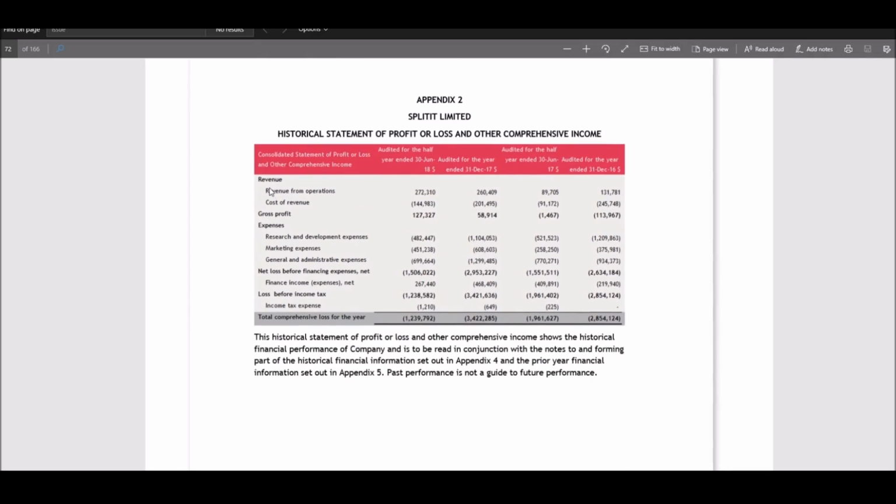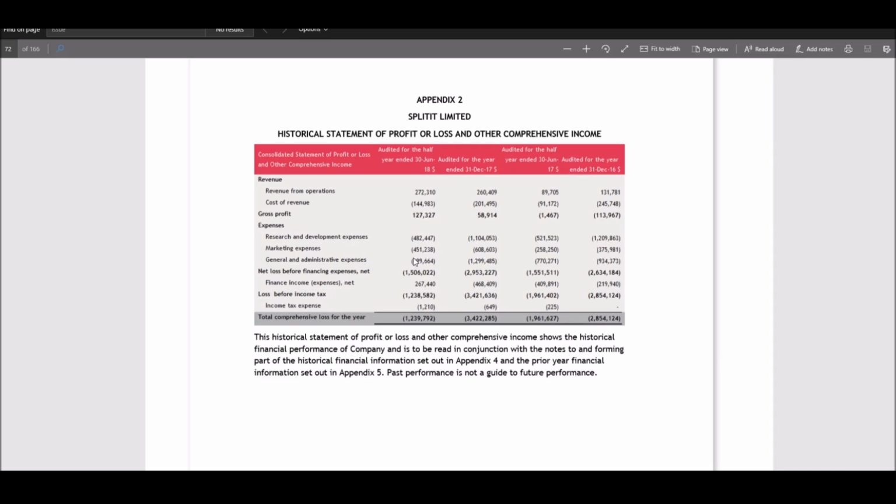So here we are, and we can find the revenue from the operations that they were doing up until 30th of June 2018, and that's sort of the latest financial figures that they have. I don't see anywhere any updated figures for 2019, but this is what we can see. We can see the revenues were 272,000 and the cost of revenues is 144. So really their gross profit was $127,000. Fine. Then we can see research and development, $500,000 almost, marketing, almost $500,000 again, and admin costs. So I guess the people running the business, $700K.